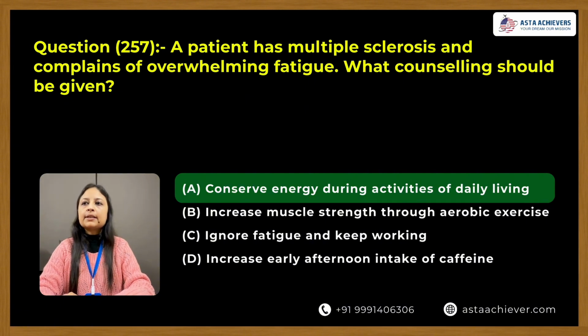Question number 257. A patient has multiple sclerosis and complains of overwhelming fatigue. What counseling should be given here? Option A, conserve energy during activities of daily living. Option B, increase muscle strength through aerobic exercises. Option C, ignore fatigue and keep working. And option D, increase early afternoon intake of caffeine. So option A, conserve energy during activities of daily living, is the correct answer.